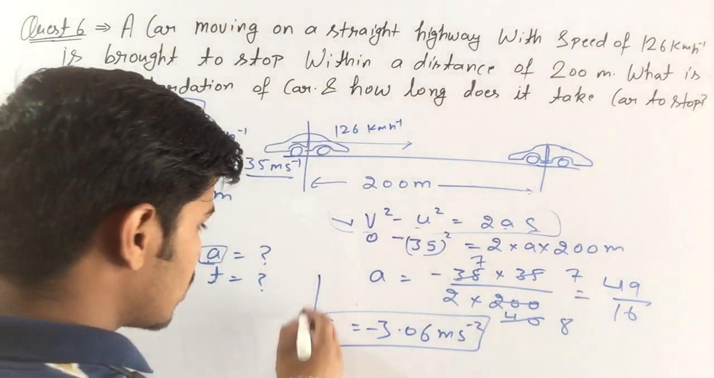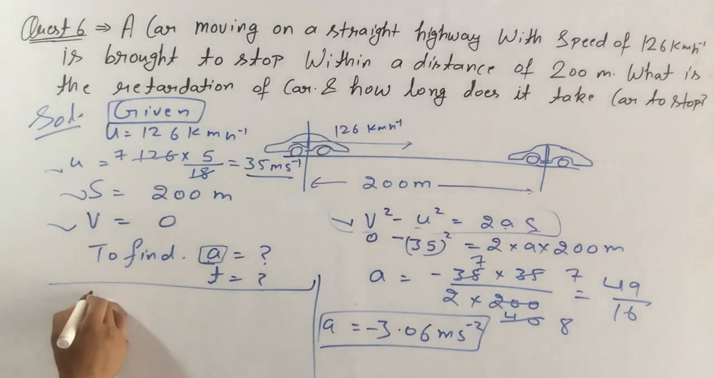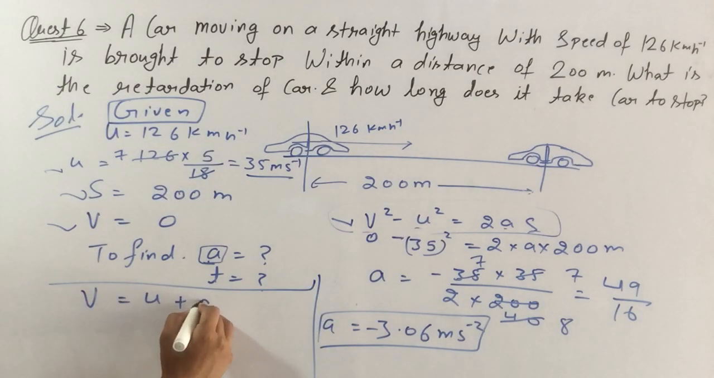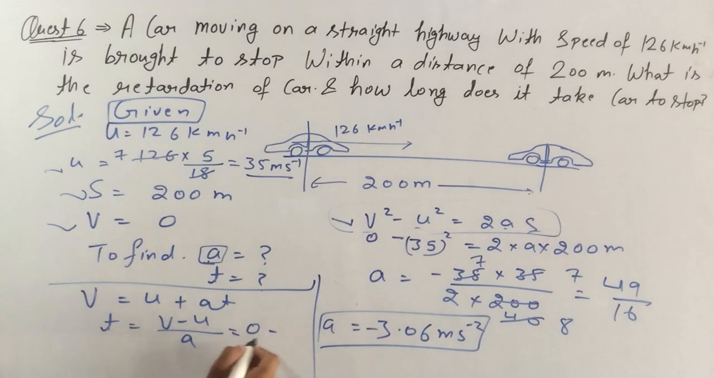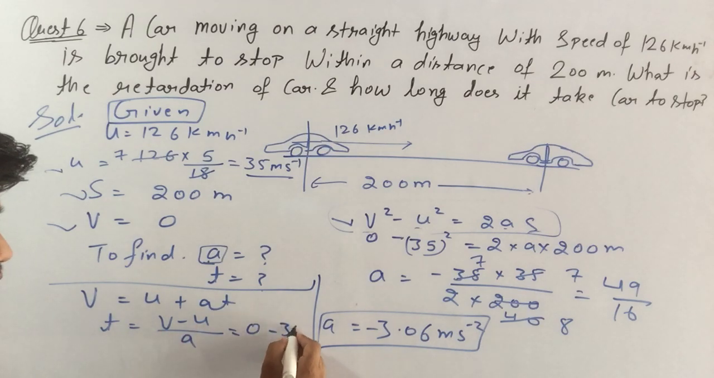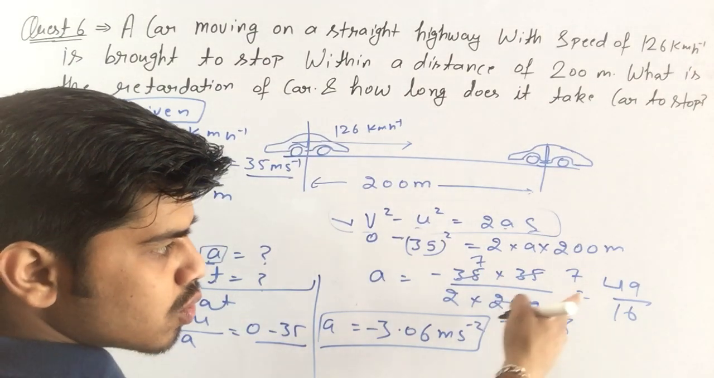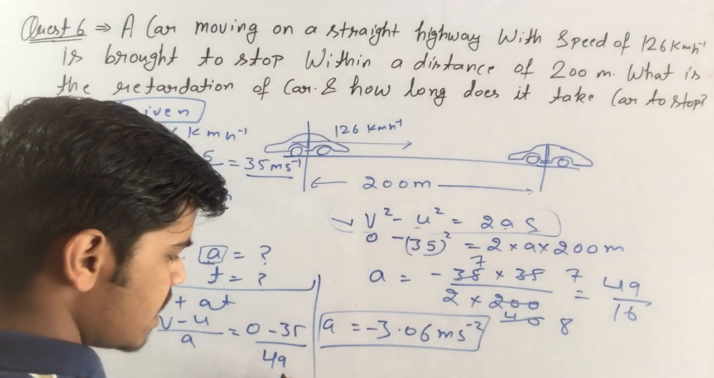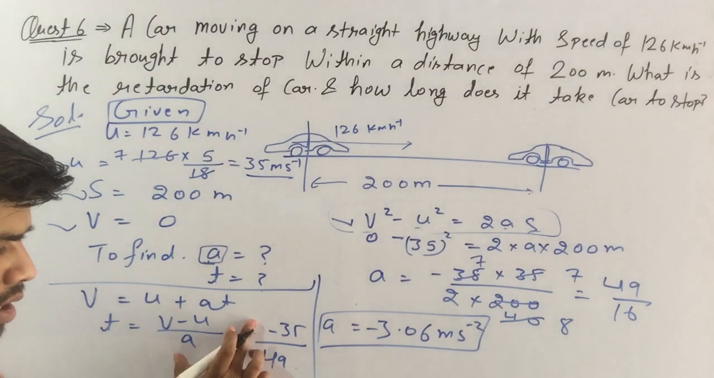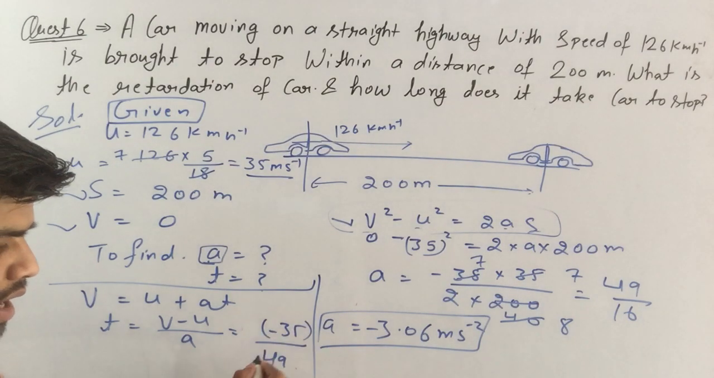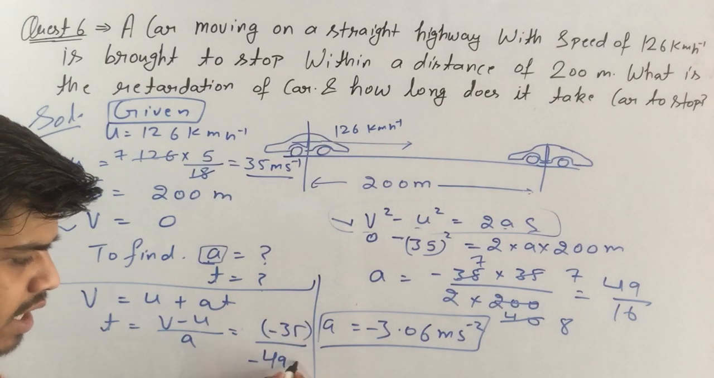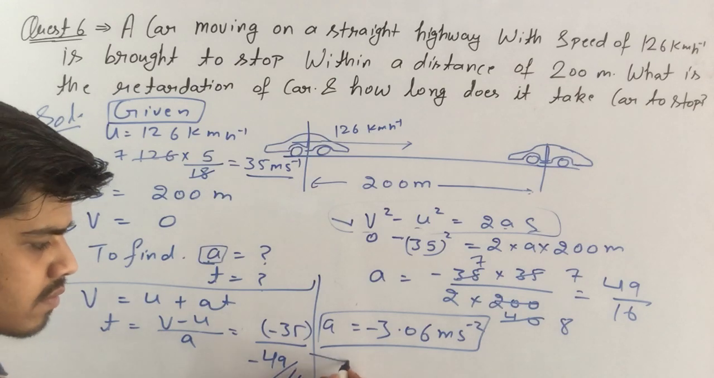Now for finding the time we have another equation, v is equal to u plus at. t is equal to v minus u divided by a. What is v? 0. What is u? 35. Divided by what is a? Minus 3.06, or we can write here minus 49 divided by 16. So minus 35 divided by minus 49 by 16.